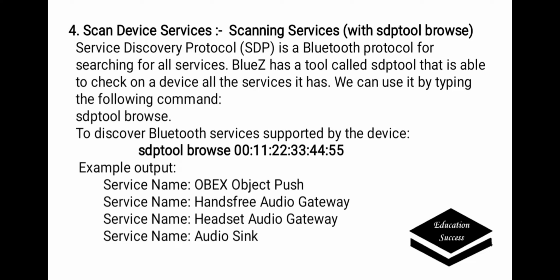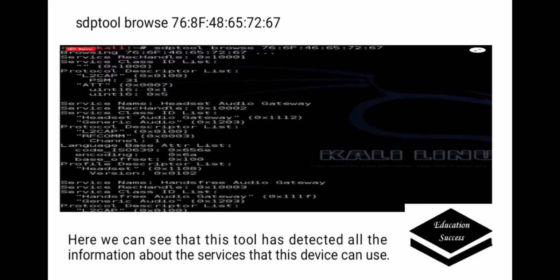Example output is like Bluetooth service OBEX object push, or it may be the hands-free audio gateway. It may show headset audio gateway or audio sink. This shows services such as file transfer, audio streaming, headset communication. So the information obtained is the available Bluetooth services: file transfer, audio streaming and headset support. So we will type the command sdptool browse and the MAC address of the Bluetooth device. Here we will see this tool has detected all the information about the services that this device can use.